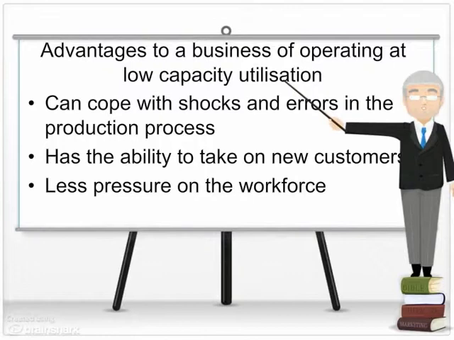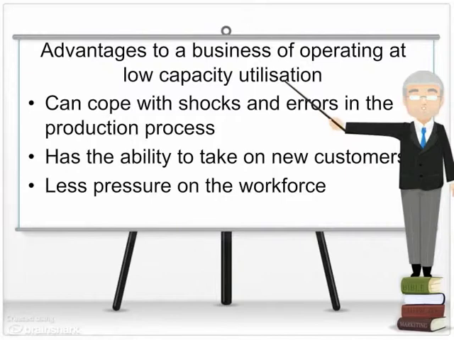The business does have scope for errors in the production process. It is unlikely they will let customers down on delivery times due to mistakes in the production process. The business will have the ability to expand and take on new customers. If all of the business's competition are working at full capacity, it is then possible to gain customers as they can accept the work. Finally, there is less pressure on the workforce. The business will have time for maintenance and training.